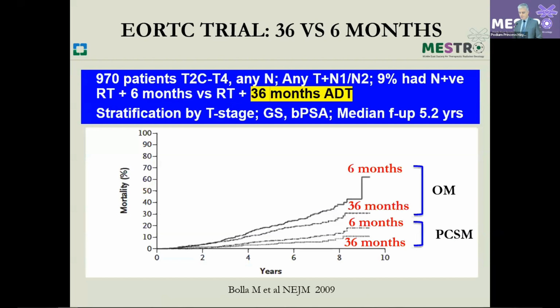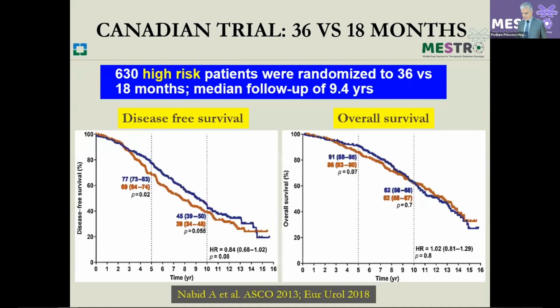Similar results with the EORTC trial, looking at 6 months versus 36 months. And here, this trial has actually combined a lot of high-risk patients. And you can see here, there's a benefit on overall mortality and prostate-specific mortality with the extension of ADT. But this is too much, 3 years, and 2 years is too much. And the Canadians have looked at the possibility of reducing it to 18 months.